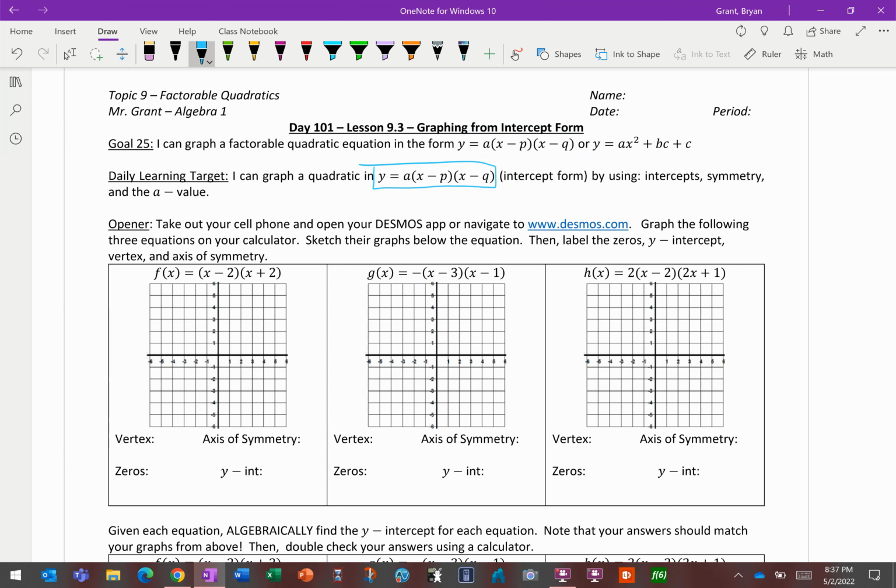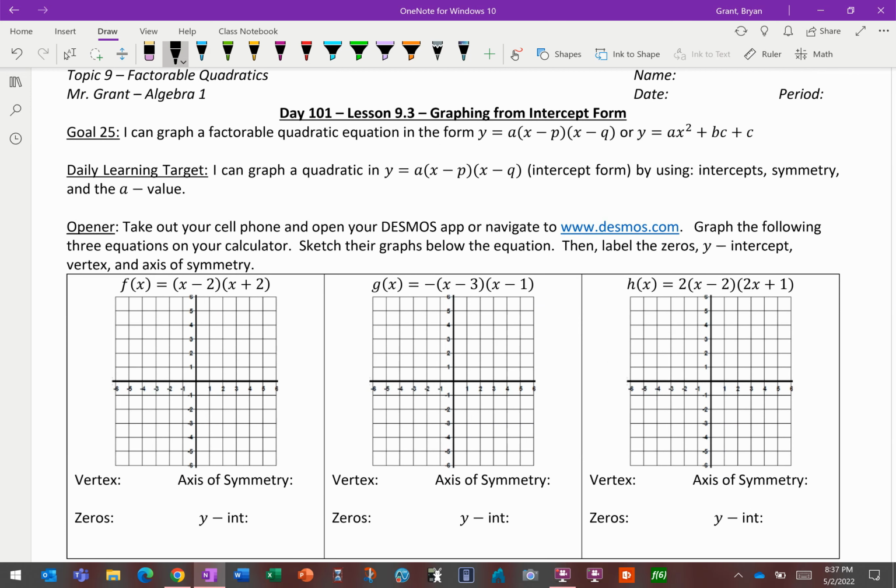Now, a couple things are going to happen here. First, we need to realize that we've graphed quadratics before. Topic 7 was all about graphing quadratics, but in Topic 7 our quadratics were in the form of y equals a times (x minus h) squared plus k. We called it HK form or vertex form, and we saw that little square. We even talked about how the square is a big giveaway that something is quadratic.